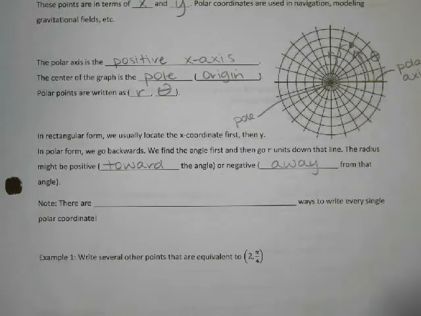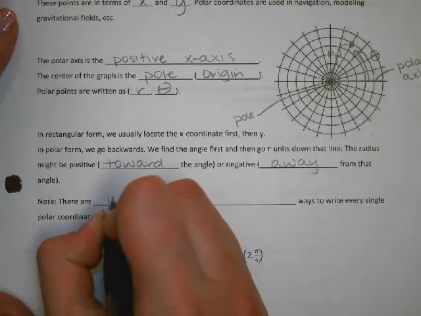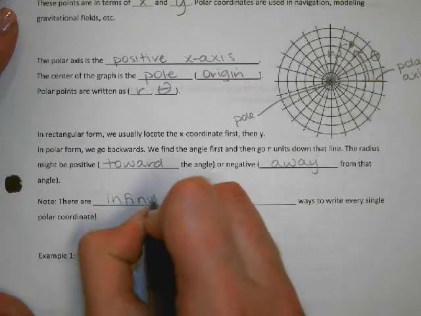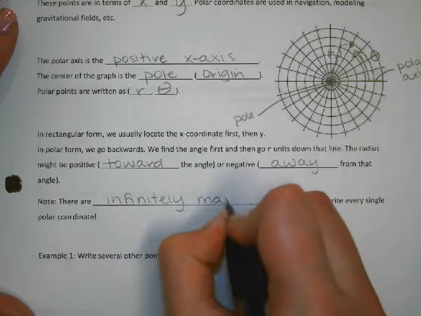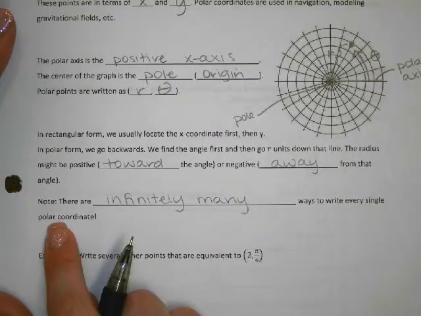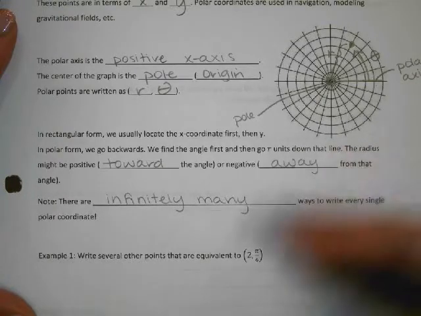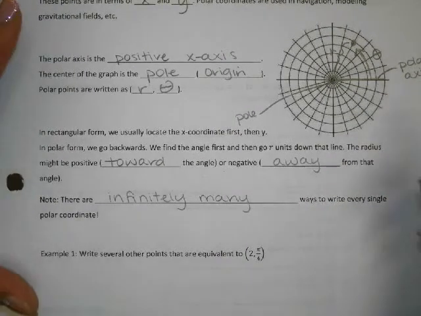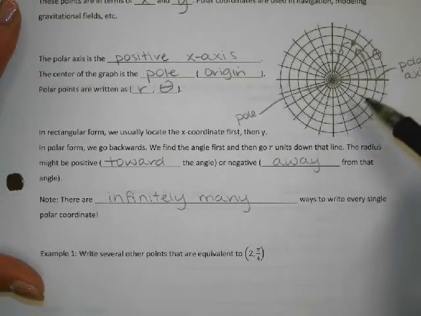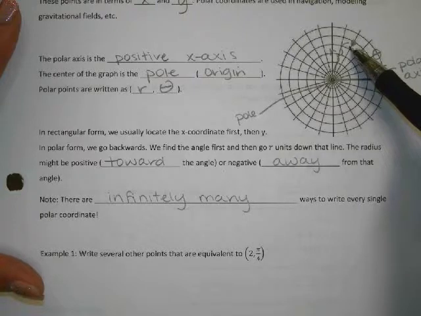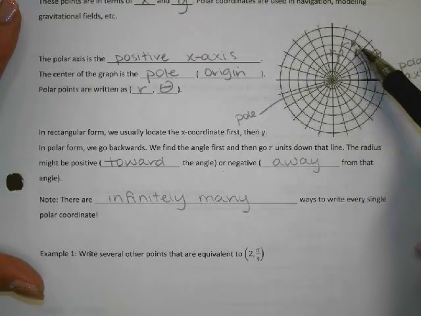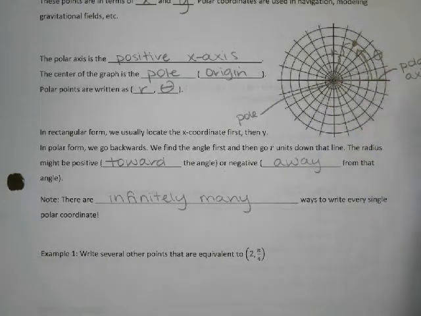One note that makes polar coordinates a little bit interesting in comparison to rectangular coordinates is that there are infinitely many ways to write every single polar coordinate. The reason for that is because we have the positive r and the negative r, right? So we can say the same point but do a positive versus a negative value. And then also we have coterminal angles where we can think of this would be pi thirds, but it would also be 7 pi thirds. So we have all those coterminal angles, or we could say that's -5 pi thirds. So we always have infinitely many ways to write every single coordinate.